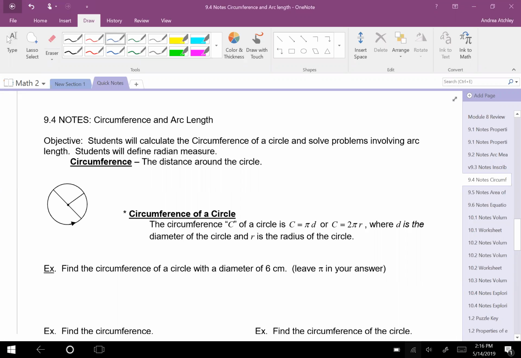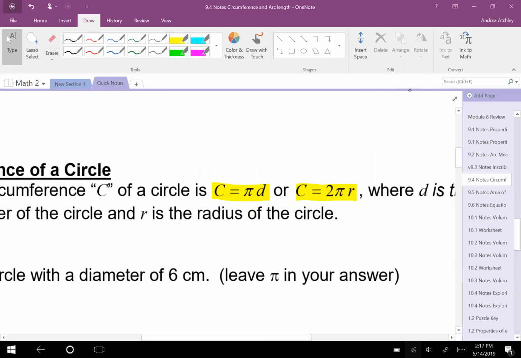So if we have our circumference here, our circumference is pi times the diameter, or 2 pi times the radius. That's our circumference. You need to memorize that formula. You should already know that from, I think, 6th grade, when you learn about circumference.